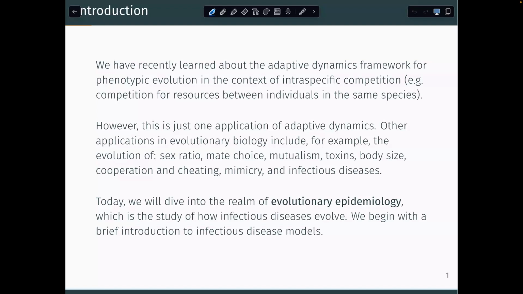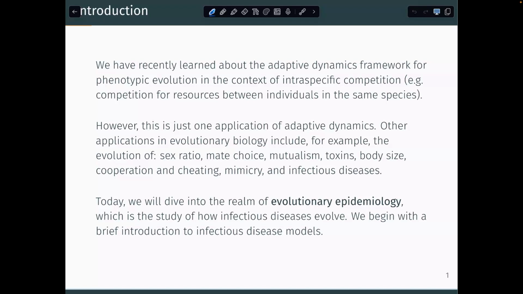So, for example, we can apply adaptive dynamics to try to understand things like the evolution of sex ratio. We touched on this a little bit when we did evolutionary game theory, but we can do it in a slightly more robust way here. We can also look at things like the evolution of mate choice. You know, we talked a little bit about why should, say, peahens prefer peacocks that have these beautiful displays, okay? This comes into the realm of sexual selection. So who should you mate with and how often?